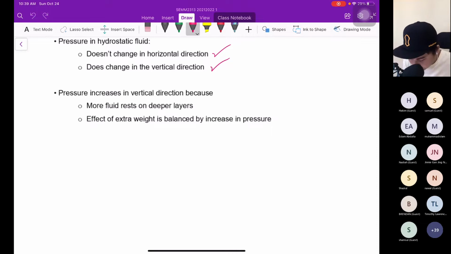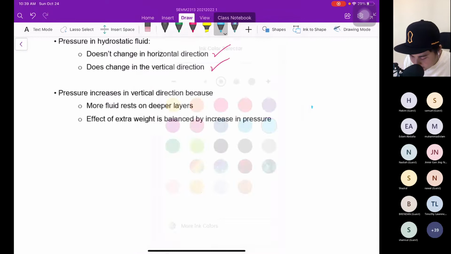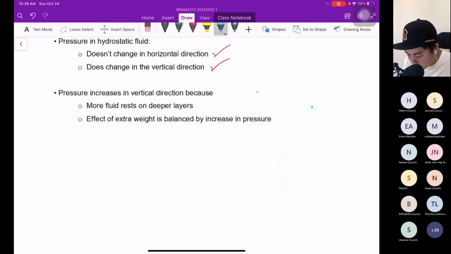Okay, for example, this is a beaker. Okay, and then let's say it's difficult for you to imagine. Let's say this is water. Okay, this is the pool.